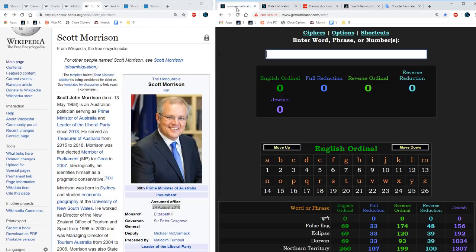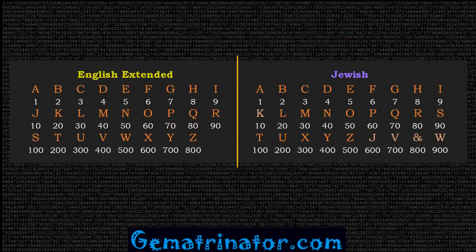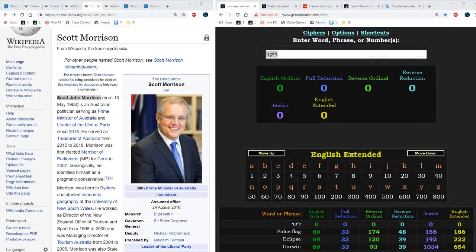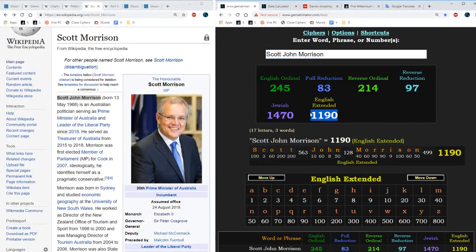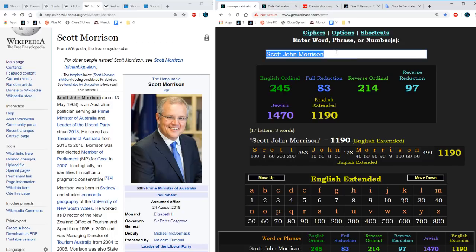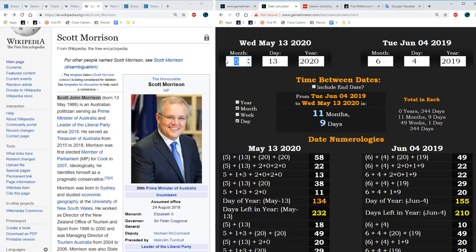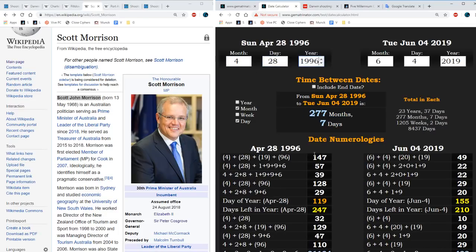And why are we getting two 119 sequences? Well, in English Extended Gematria, the cipher on the left side of your screen, which uses the current 26-letter alphabet, the name Scott John Morrison sums to 1,190. Also notice the 1,470, 147, the value of conspiracy, Freemason 147, numerical 147, knowledge 147. Anyway, the Port Arthur massacre began on a date with 147 numerology.